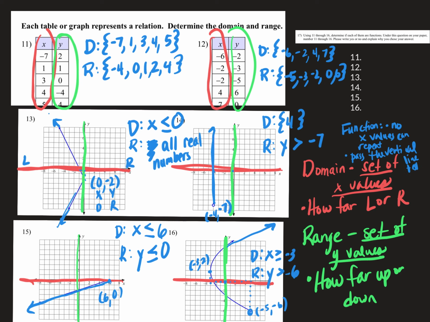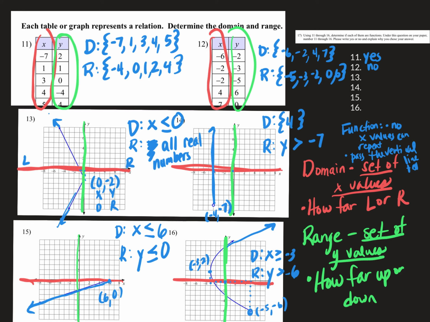Okay, so for number 11, let's look at it. Do any of my x values repeat? No, then it is a function. So yes, function. Number 12, do any of my x values repeat? Yes, -2 repeats. So no, number 12 is not a function. Number 13, if you drew vertical lines, each vertical line can only pass through that graph one time.